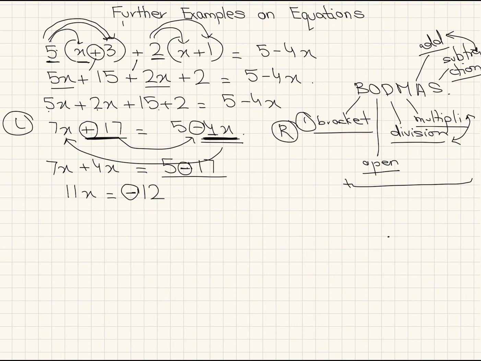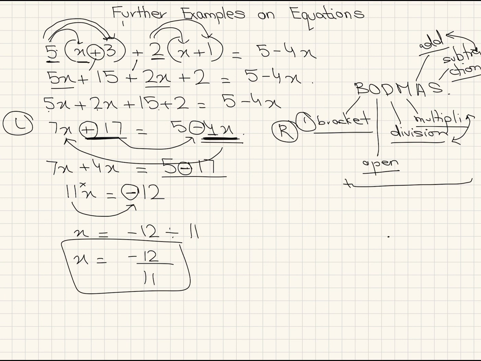And now I need to move this 11 from the left side to the right side. Here it's multiplying. When it goes there, it's going to divide. So I'll have x equals minus 12 divided by 11 this time, which gives me my final answer, which is going to be this. All right, I hope this is making sense.